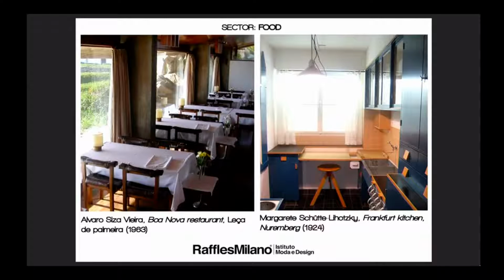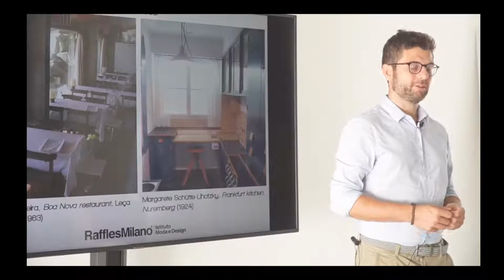On the right, instead, if the first example was about eating, the right one is based on preparing food. We see the first modern kitchen designed by the designer Margarete Schütte-Lihotzky, the first modern kitchen where everything is functional, everything is made for improving the way the chef is preparing food.